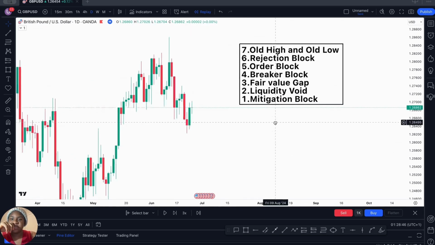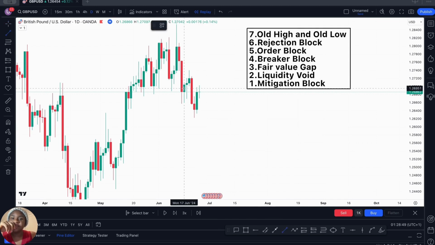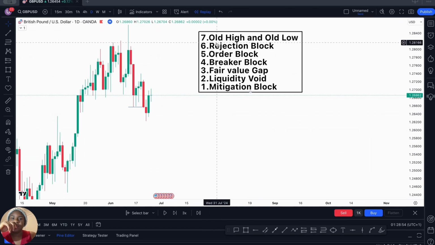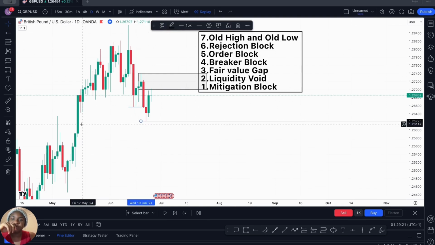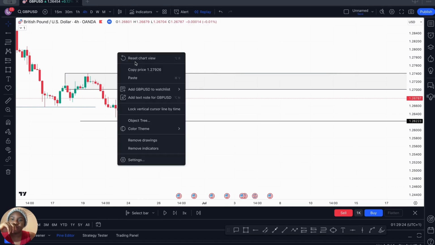Now, starting on 1 day. On 1 day chart, I can see here there is a break of structure, internal one here. I'll start with the first one. Is there a mitigation block? No. Liquidity void, I would say it's almost filled up already, or the fair value gap almost filled up. Breaker block, no. Order block, we do have an order block here that was created for it to create our break of structure. Rejection block, no. Old highs and old lows, we have an old low that has to be taken out from here. I come down to my 4 hours.